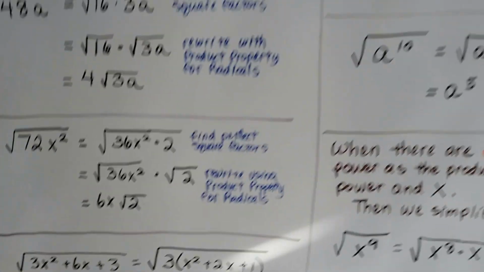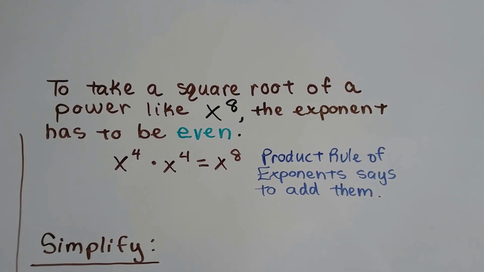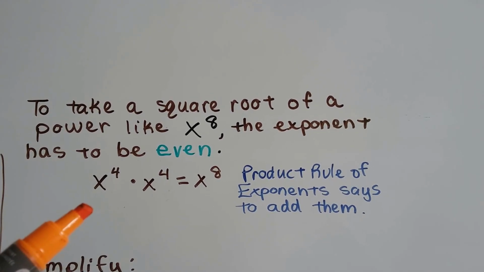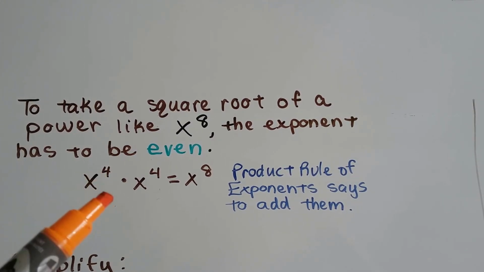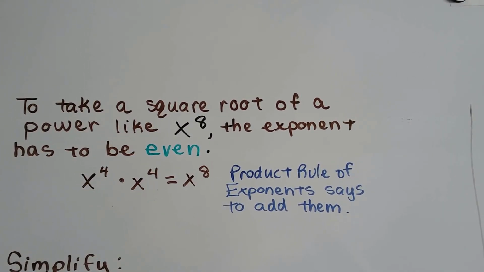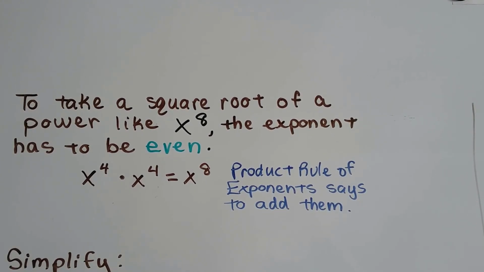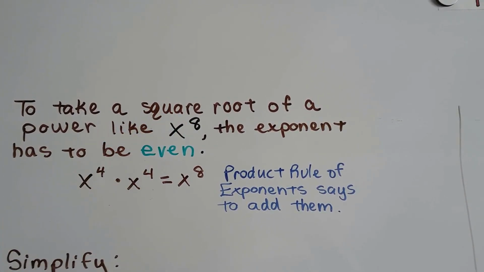All right, to take a square root of a power like x to the 8th power, the exponent has to be even. So if we've got x to the 8th, we can split it into x to the 4th times x to the 4th, because the product rule of exponents says we add the exponents, right? So we'd have 4 plus 4. So that's very easy when it's even to square it and split it in half.